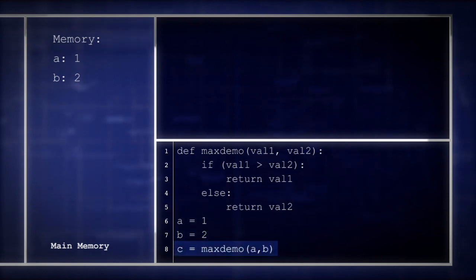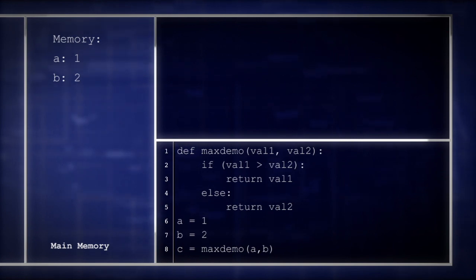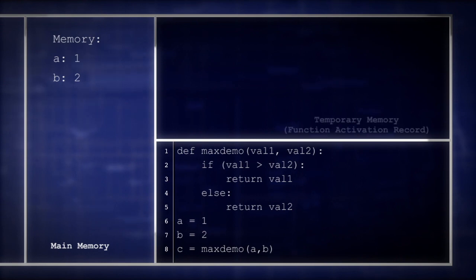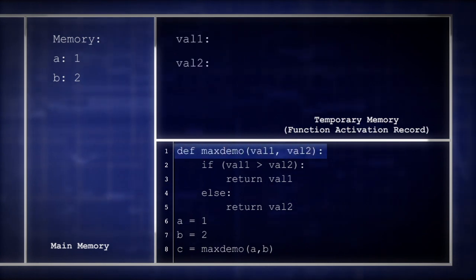Now, in the next line, we have a function call. And here's where it gets interesting. We call the function max, and we pass in two parameters, a and b. When we call the function, there's a whole new area of memory set aside for that function to work in. This is called the function activation record. In that area of memory, we'll first have variables created for the parameters. In this case, we have val1 and val2 variables created in the function activation record.